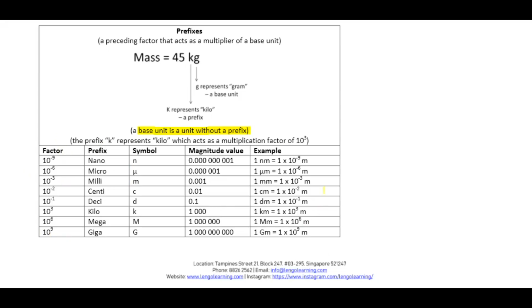And if you have a quantity that includes a prefix, how do you express it? Basically, you can replace the prefix itself with a factor. So 1 nanometer is 1 times 10^-9 meter. You replace the n here with the factor 10^-9, because that's the factor for nano. You do the same for all of them, and you'll be able to get all of these values.